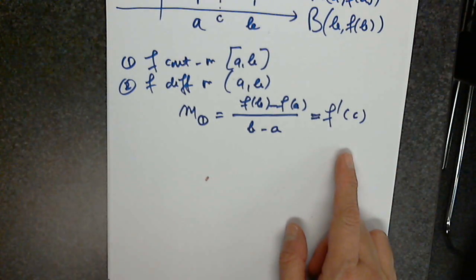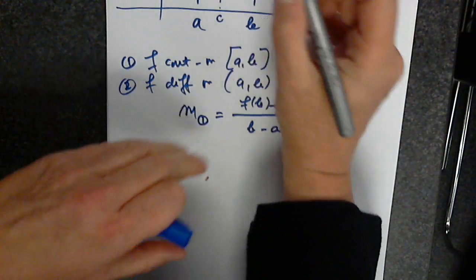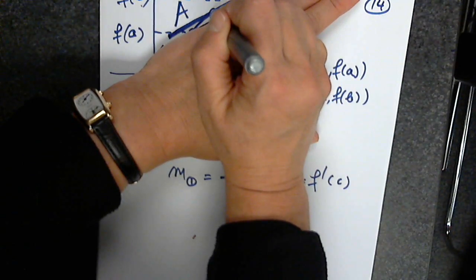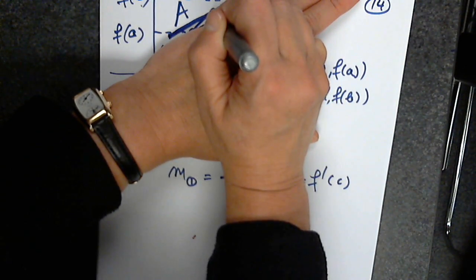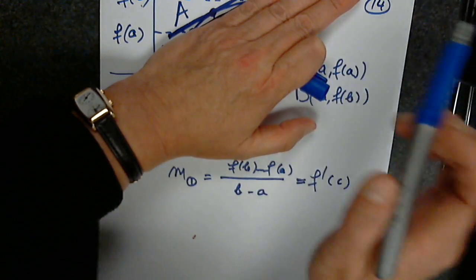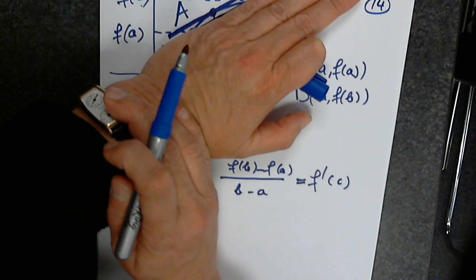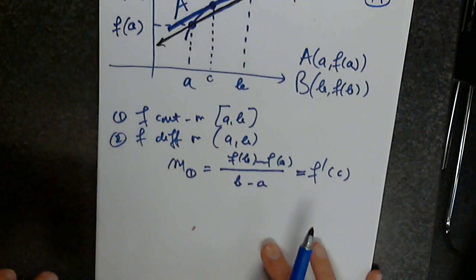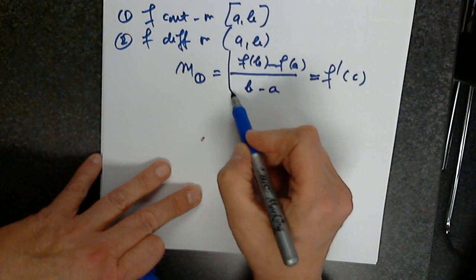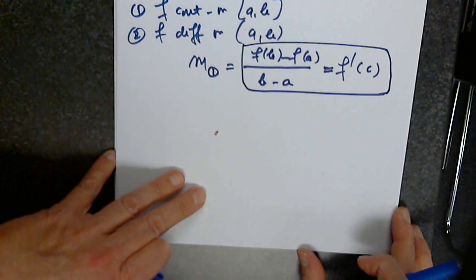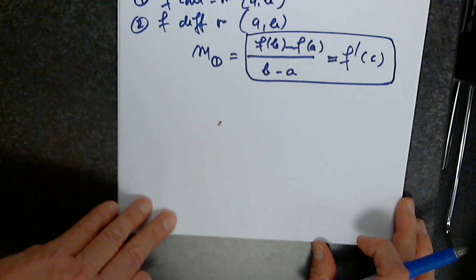Yes? So, one more time. If you forget about this for a moment, and I just ask you, what is the slope of the tangent line at this point? Forget about AB. What is the slope of the tangent line at this point? You will have to say f prime of c. Correct? Okay. So now, this is the conclusion that we obtain from the mean value theorem.